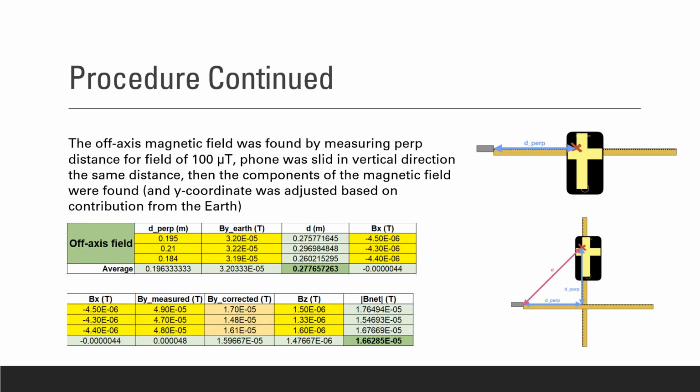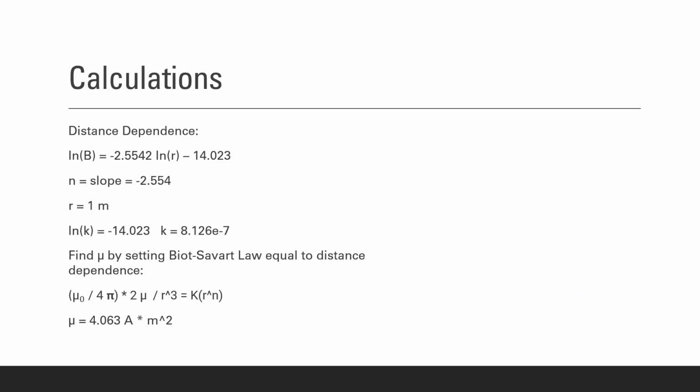And so then to finish the experiment, the off-axis magnetic field was found by measuring the perpendicular distance for the field of 100 microteslas, and the phone was slid in the vertical direction with that same distance. Then the components of the magnetic field were found, and the y-coordinate was corrected based off of the contribution from the Earth.